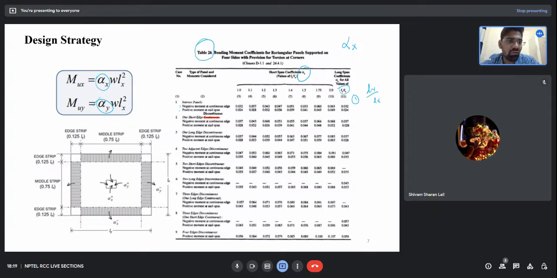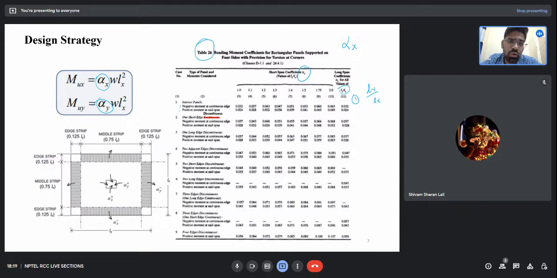First point is Ly by Lx; alpha x varies with Ly by Lx. Second point is that at any discontinuous edge my negative moment is 0. So these are the 2 points you have to remember. And the third one is, there is a small mistake in IS 456. Instead of continuous, the case should be discontinuous.